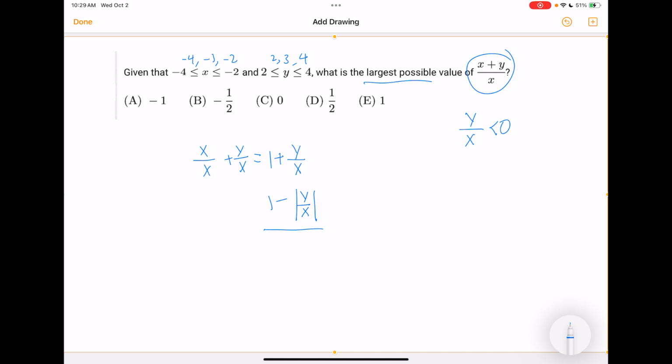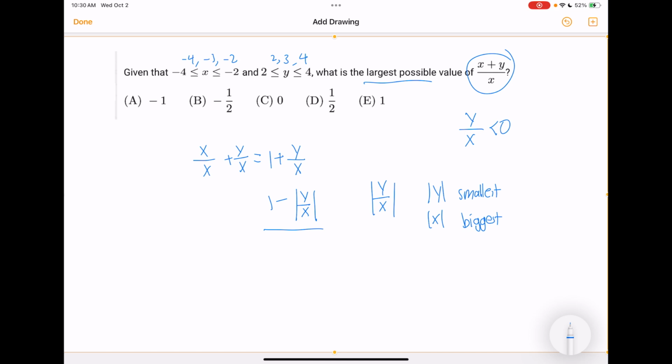So for this to be maximized, the absolute value of y over x has to be minimized, because you want to subtract a really tiny number from 1 to get the largest possible value. And so when y over x is minimized, that means that you want y to be at its smallest and x to be at its biggest. That way, when you take y over x, it'll be a really small number.